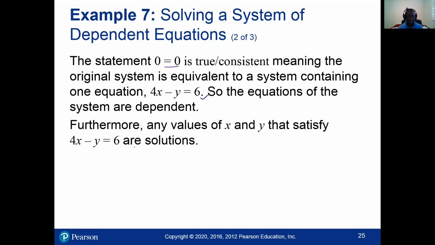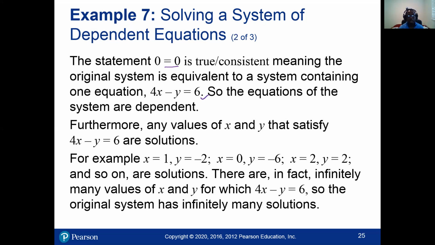In this case, any values of x and y that satisfy this equation will be a solution. For example, if x is 1, you plug in 1 and get y equal to -2. So 1 and -2 is a solution. If x is equal to 0, y is equal to -6, that's a solution. If x is 2, y is equal to 2, that's also a solution. It goes on and on. All these are possible solutions, and therefore this has infinitely many solutions.